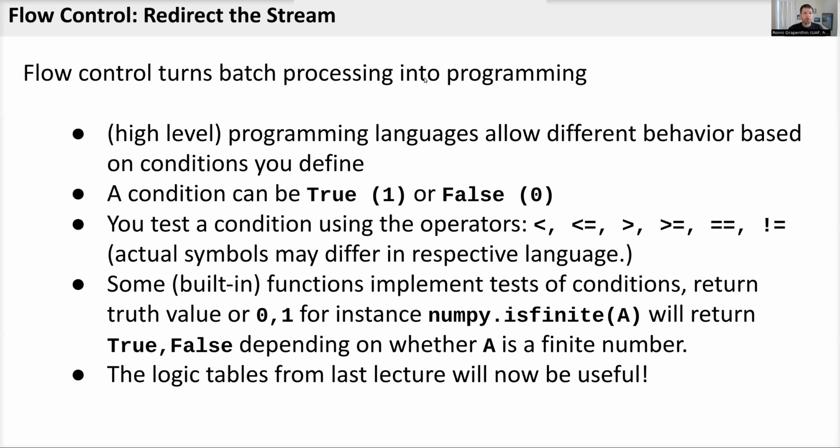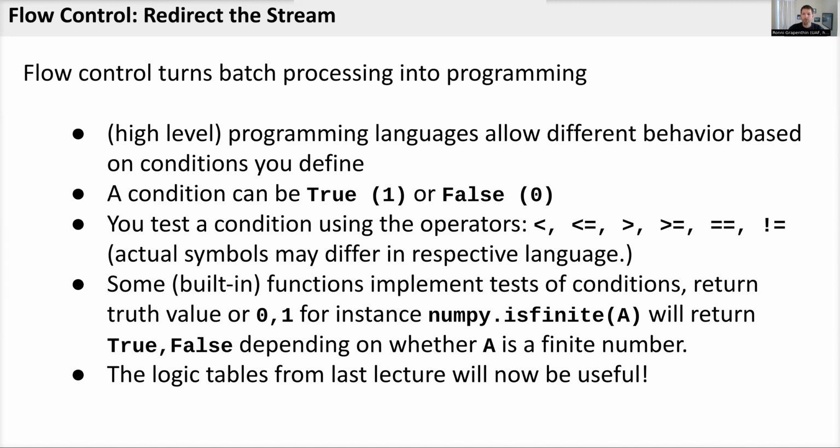So we're redirecting the stream. We're going from one branch to another branch. Flow control turns batch processing into programming. So again, moving from doing A, B, C, D into doing A and B, and then C if one condition is met, or D if it is not met, right?